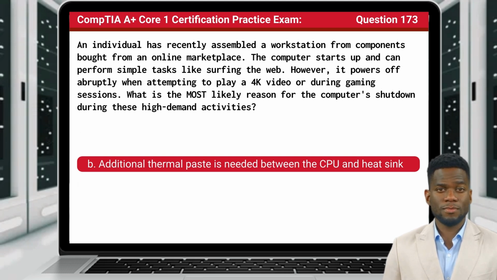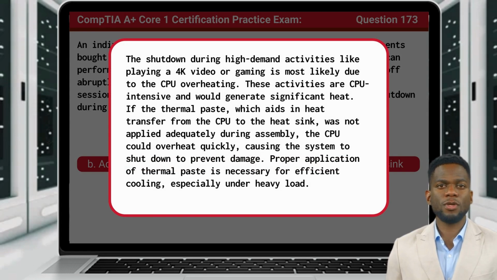The answer is B. Additional thermal paste is needed between the CPU and heat sink. The shutdown during high-demand activities like playing a 4K video or gaming is most likely due to the CPU overheating. These activities are CPU-intensive and would generate significant heat. If the thermal paste, which aids in heat transfer from the CPU to the heatsink, was not applied adequately during assembly, the CPU could overheat quickly, causing the system to shut down. To prevent damage, proper application of thermal paste is necessary for efficient cooling, especially under heavy load.